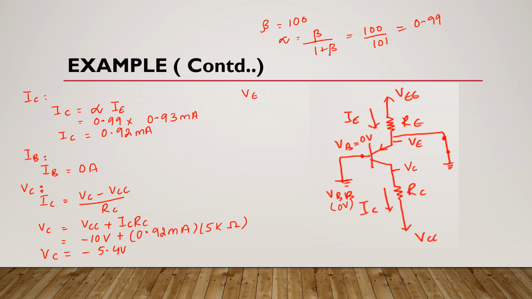Okay. Here in this case, VE is found to be 0.7 volts, VB is 0 volts and VC is minus 5.4 volts. It means here VE is greater than VB and VB is greater than VC. It means this PNP transistor is in active mode here.